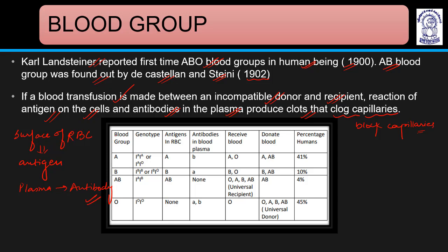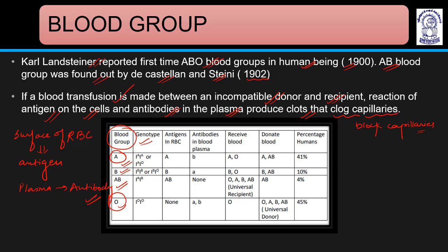mismatch in blood transfusion. If the antigen present on the RBC is A, then the blood group is A. If the antigen on RBC is B, then blood group B. If the antigen is AB, then the blood group is AB. If the antigen is neither A, nor B, nor AB, then it is O.